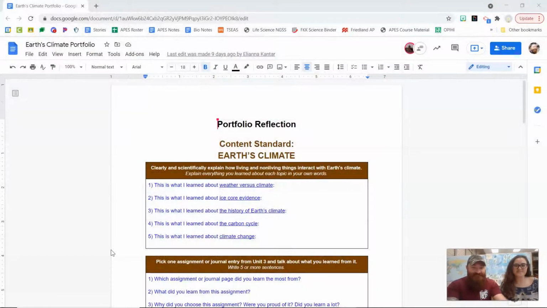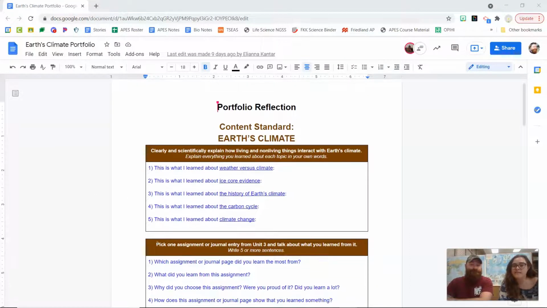Let's take a look. All right, so we have these portfolios broken into 3 different sections because we wanted the students to really think about their content, what they were learning about in that unit. We wanted them to think about the science practices, how they were learning and how they were learning what they were learning. Yeah, it's a good metacognitive strategy because it really helps students to think about and reflect on what they know and don't know.